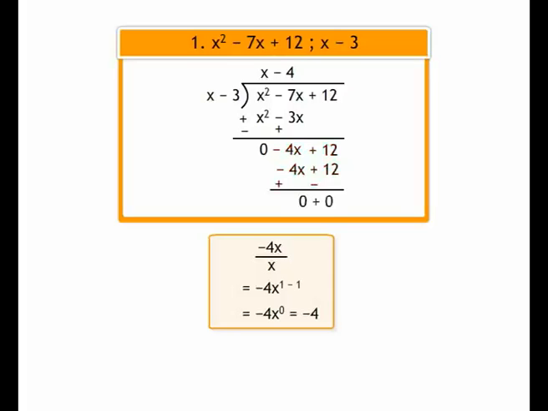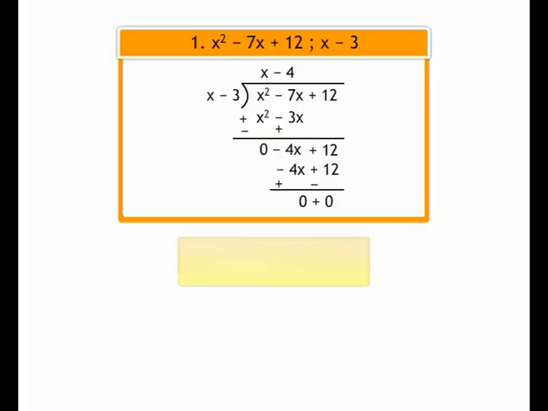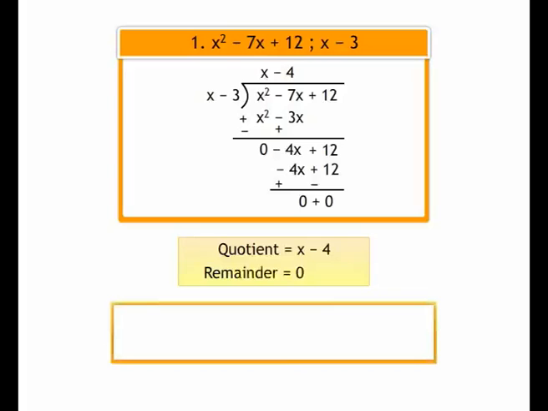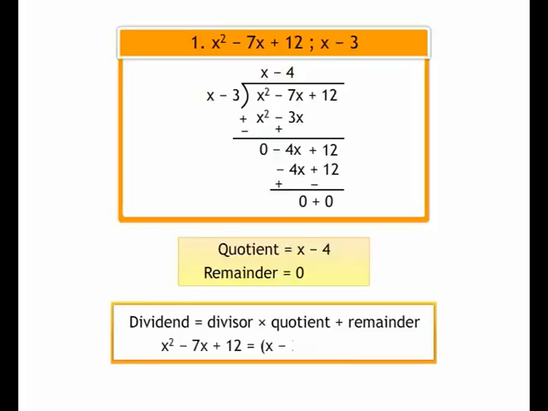As there is no other polynomial to be brought down for division, our division gets over here itself, and hence the quotient of our sum becomes x minus 4, and the remainder of our sum becomes 0. As we have to write our answer in the form of dividend is equal to divisor into quotient plus remainder, therefore, x square minus 7x plus 12 is equal to x minus 3 in one bracket and x minus 4 in other bracket plus 0.